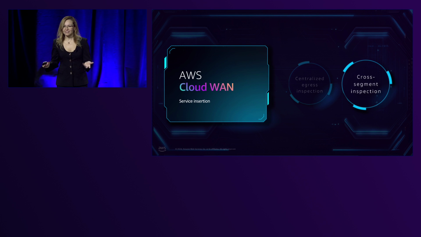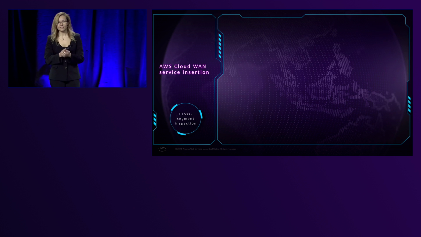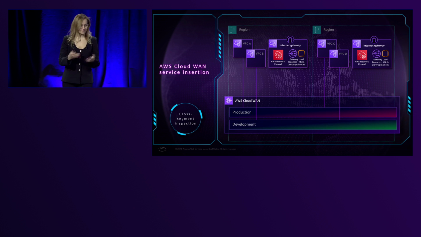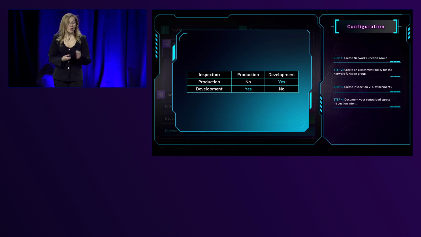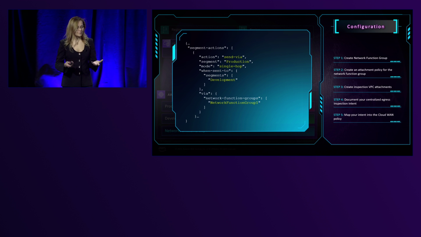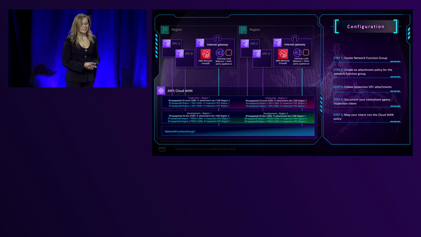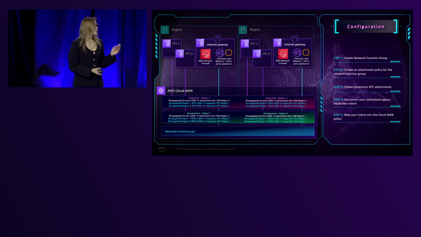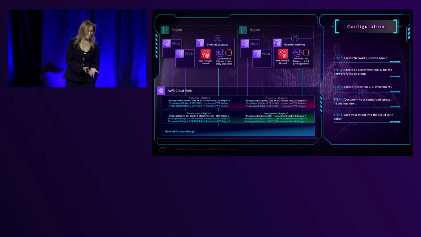Now, for cross-segment service insertion or inspection, we start with the same baseline architecture, 2 regions, inspection attachments in each of those. We still need to document our intent, and once we document it, we translate it into the network policy with a segment action that this time is a send via segment action, and that makes sure to propagate the right routes in the route tables to maintain segment or routing symmetry for traffic.